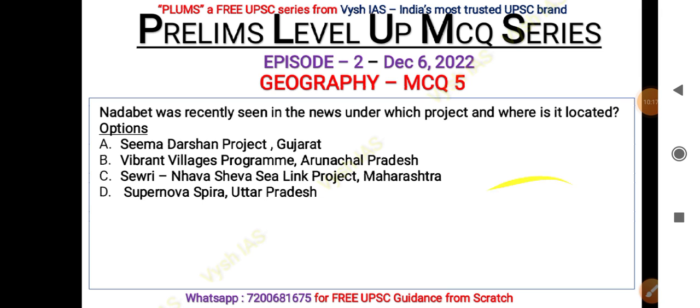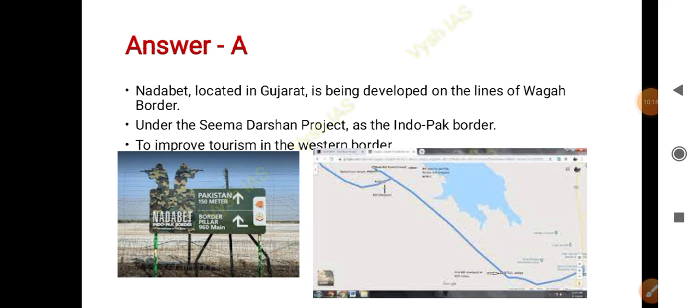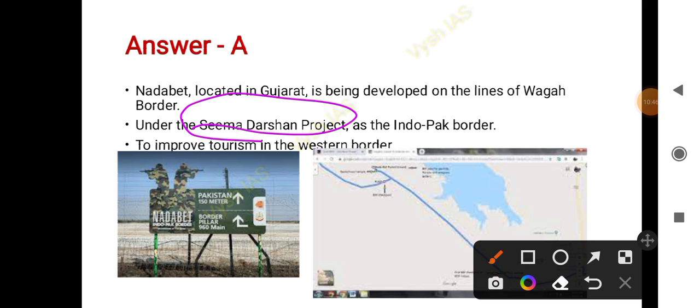So the answer is actually A. Nadabet is located in Gujarat, and it is being developed on the lines of the Wagah border. Just like at the Wagah border on the Indo-Pak border, which is a big tourist destination with a big attraction for tourists, similarly the Indian government is trying to develop this for tourism on the western border, and it comes under the Seema Darshan project.